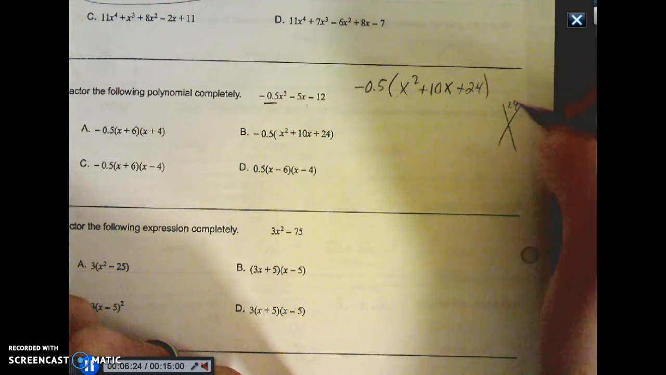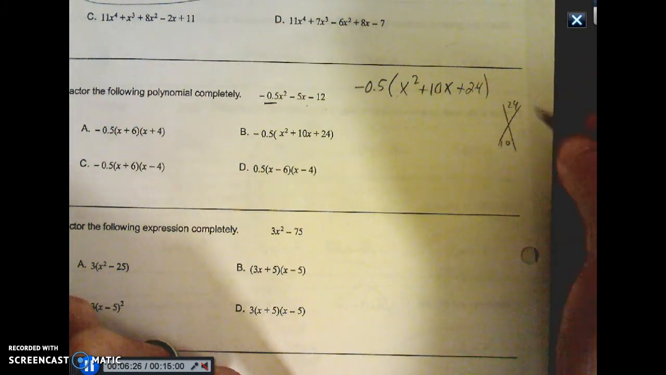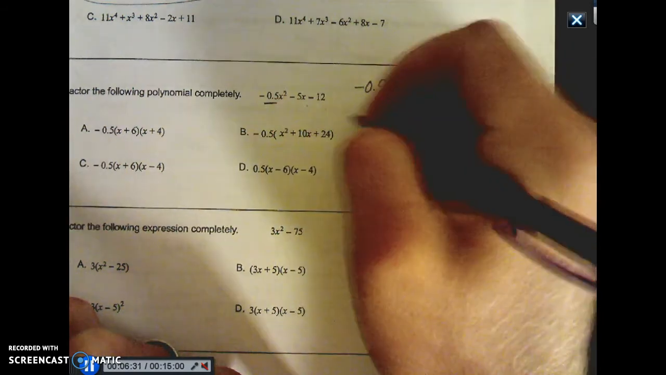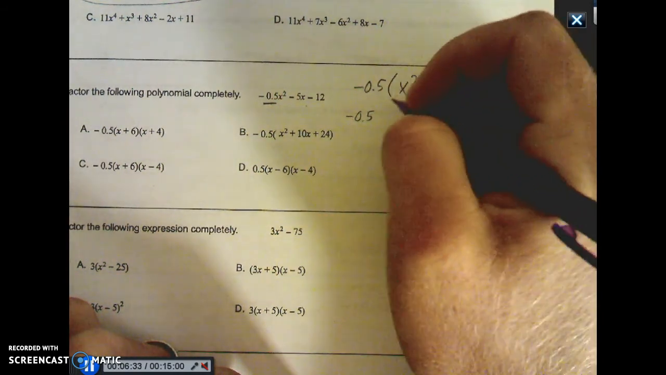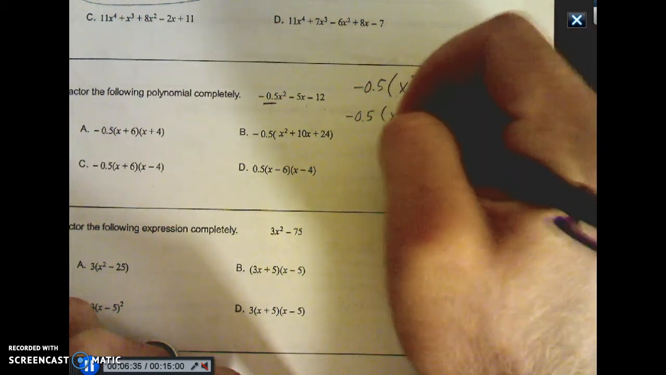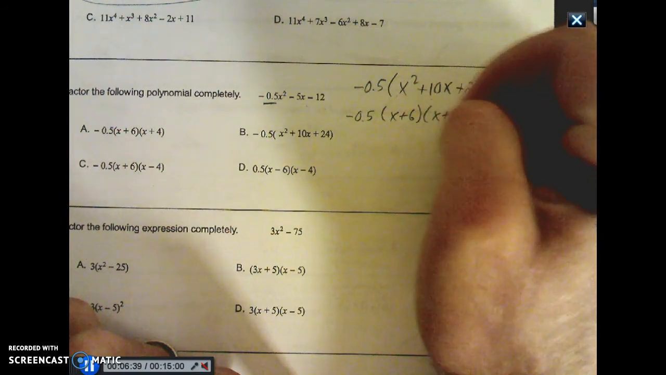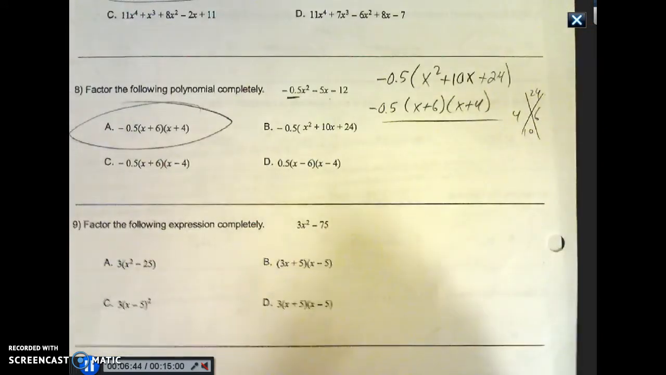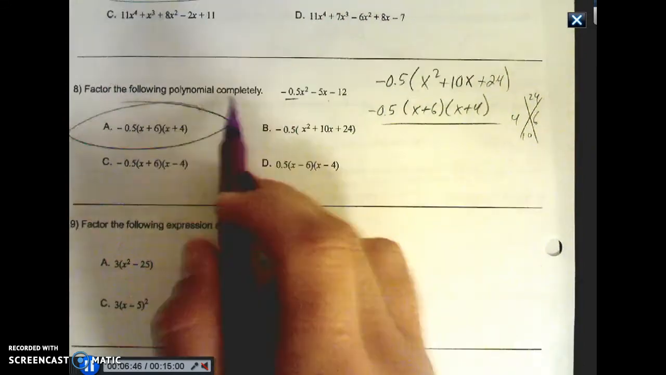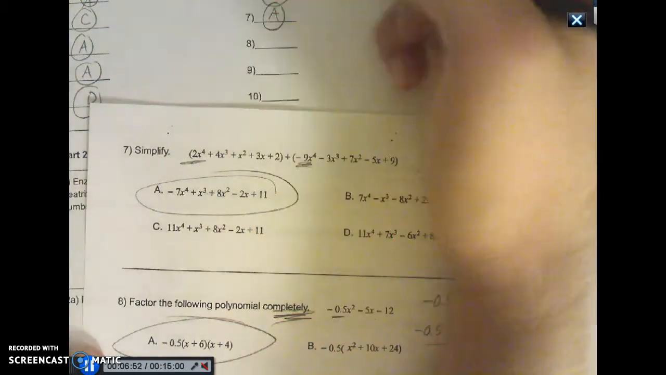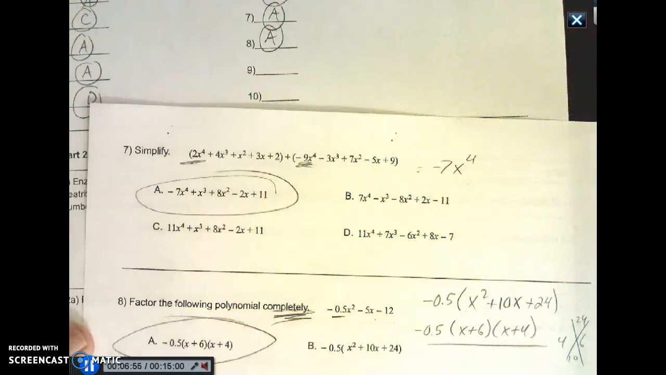From here, do what you guys know how to do. 24 goes on top, 10 goes down low. Think of numbers that multiply to give you 24 and add to 10. 4 and 6. The negative 0.5 stays out front. x plus 4, times x plus 6. Okay? So you have to factor completely. This is the key word. Alright? So where are we at now? 7 was A. 8 was A.